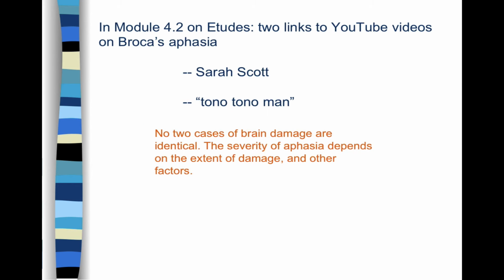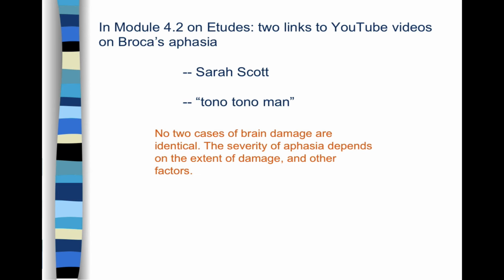So in module 4.2 on etudes, I'm giving you 2 links to YouTube videos on Broca's aphasia. There is a very famous case of a young woman. She was a teenager when she suffered a stroke in Broca's area, and her mother and her name is Sarah Scott, they are chronicling her progress. It's very, very interesting. So there will be a link for you there. And the other link goes to somebody who is dubbed Tono Man, somebody who has Broca's damage as well, and all he can say is Tono and a few numbers.